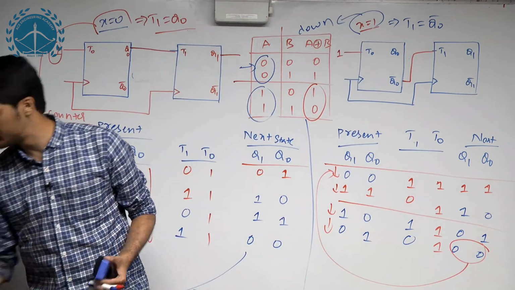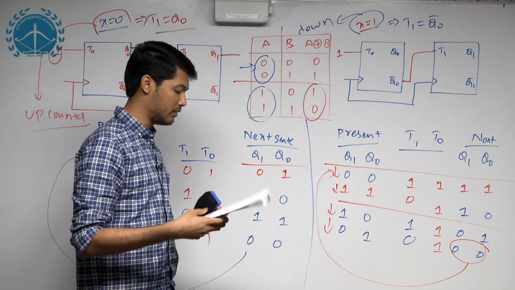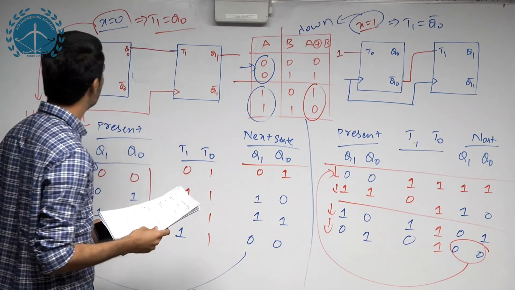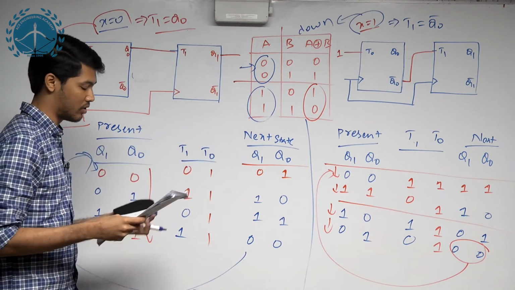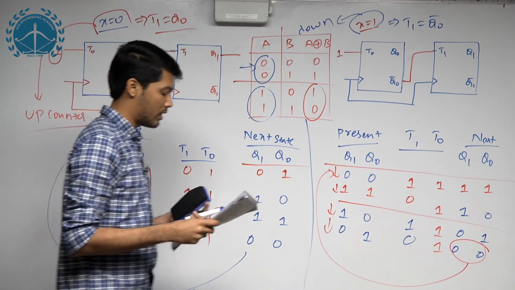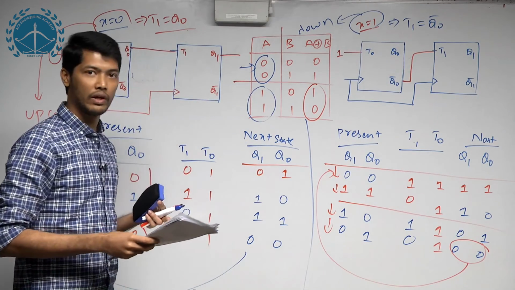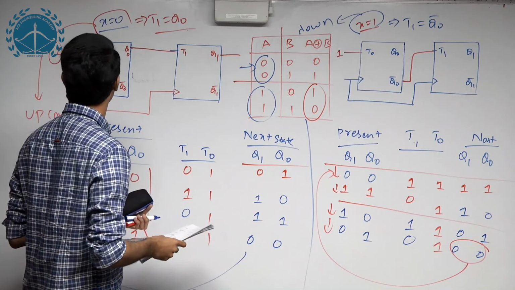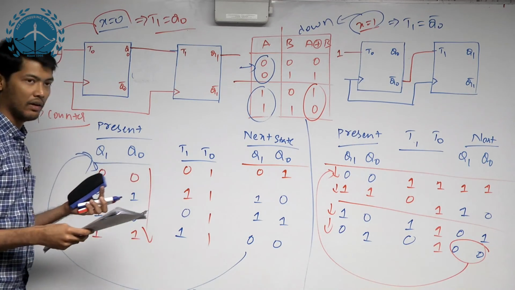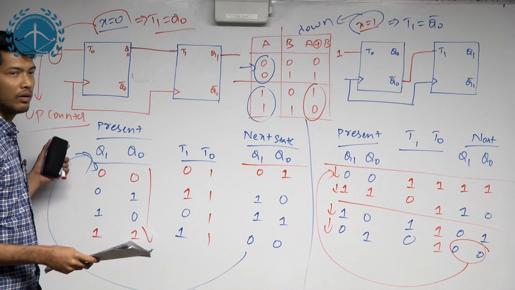So basing on the options, option A says up counter when x equal to 0, which is right. Option B, down counter when x equal to 0, is not right. Option C, up counter when x equal to 1, no, and always up counter, even that is not true. So the right option is A, that is up counter when x equal to 0.